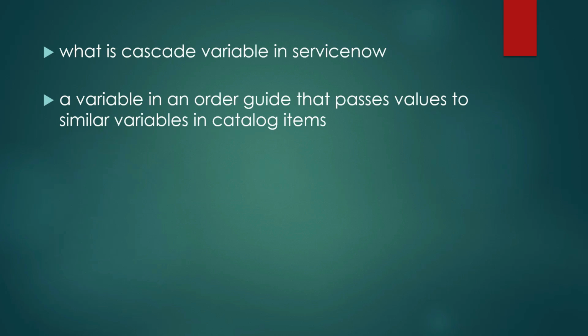Next, what is cascade variable in ServiceNow? Again, we have discussed the order guide and the catalog items. So if we created some variables with the similar name in order guide and the catalog item, using the cascade variables, we can pass the value of that order guide variables to that service catalog variables.